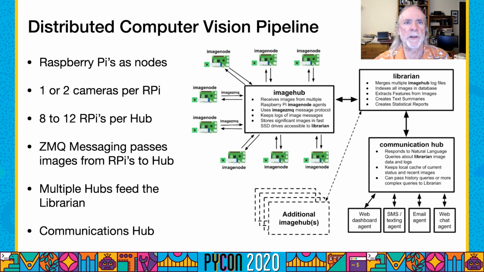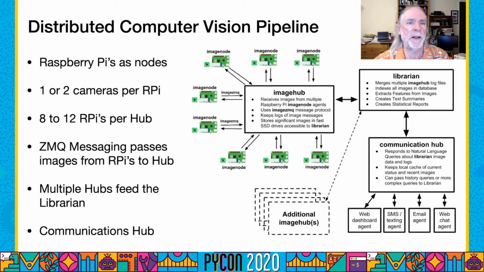So let me go back to the distributed computer vision pipeline and review a little bit about the things we've seen so far. There's an Imagehub, usually running on a laptop, a Mac or Linux, and it receives through Imagezmq images and event messages for 8 to 12 Raspberry Pis. It depends on the fact that most of those won't be transmitting at the same time, because it would be possible to overload both the hub and the network if all of them were continuously transmitting.